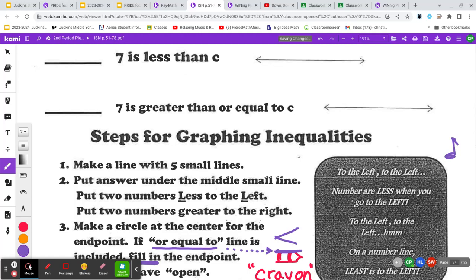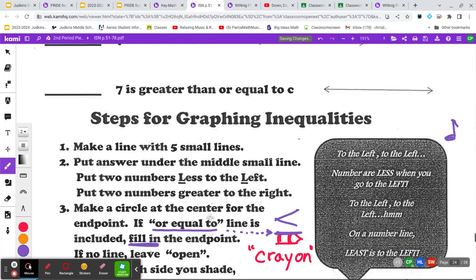Number 2. Put answer under the middle small line. Put 2 numbers less to the left. Put 2 numbers greater to the right. Number 3, make a circle at the center for the endpoint. If or equal to line is included, fill in the endpoint.